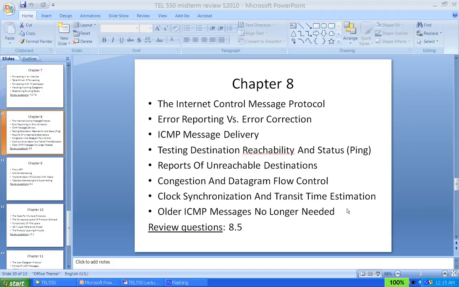Protocol. Okay, we need to understand how the ICMP packets would be transmitted.